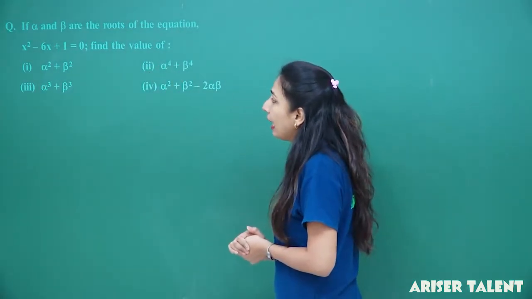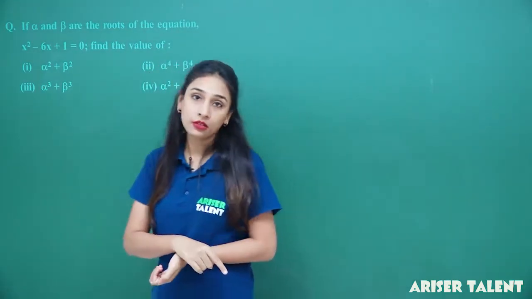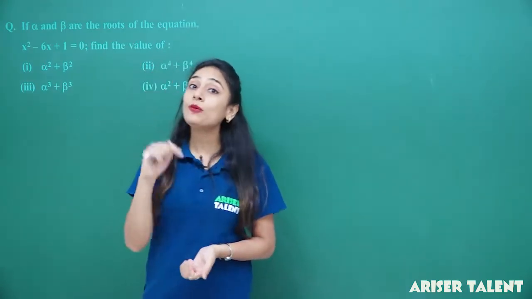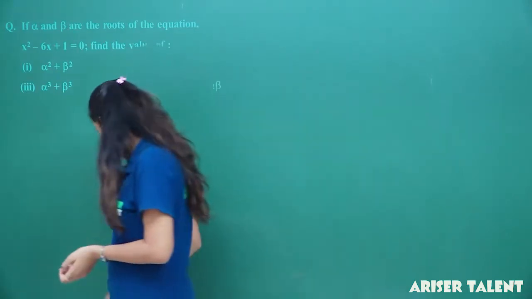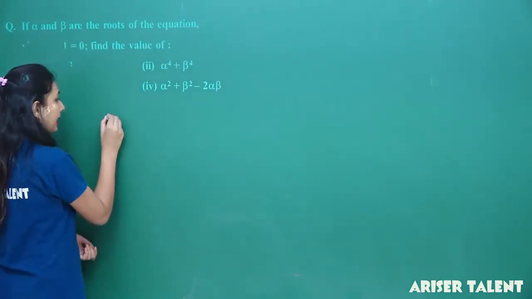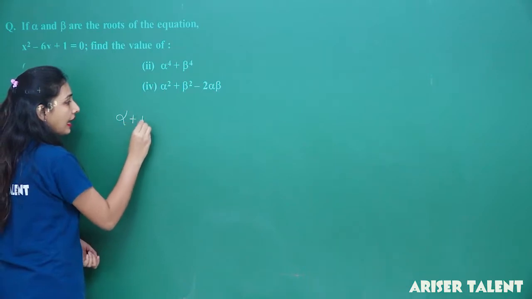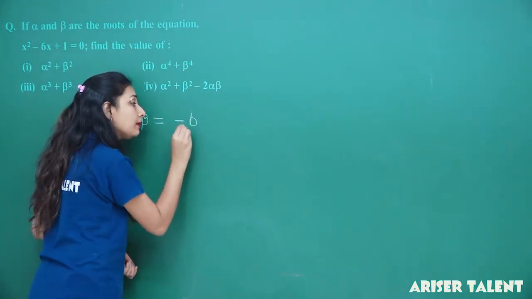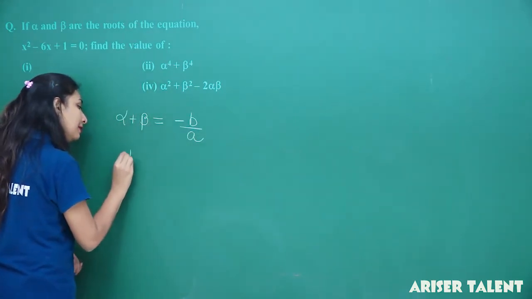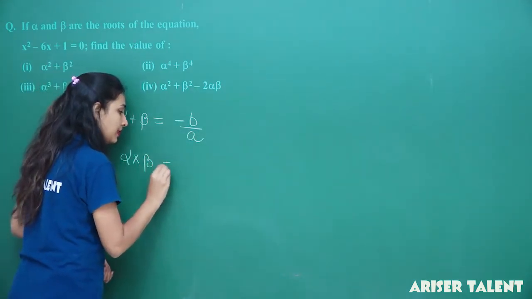We have also discussed the summation of the roots and the product of the roots. The formulas we derived were: the addition of the roots alpha and beta will be minus b by a, and the multiplication is simply c by a.